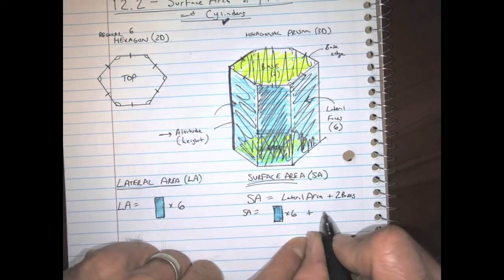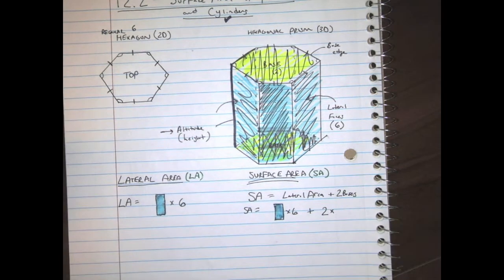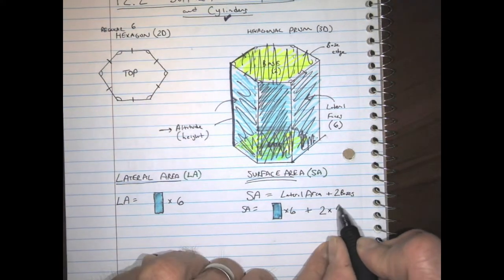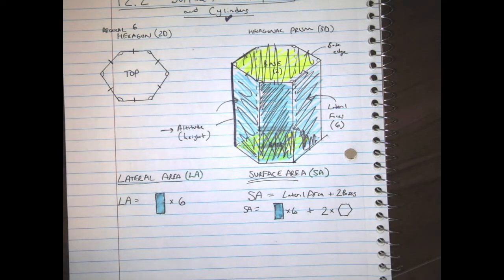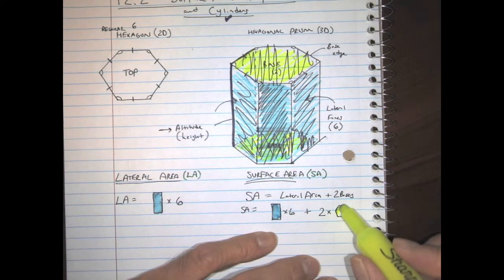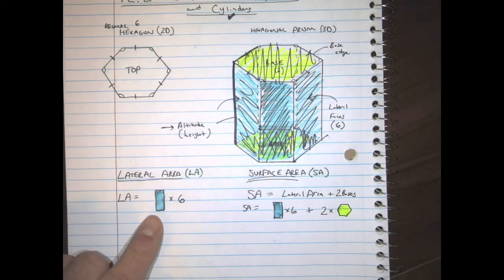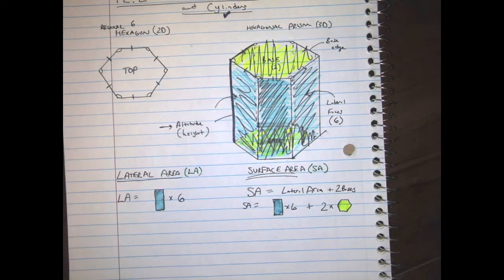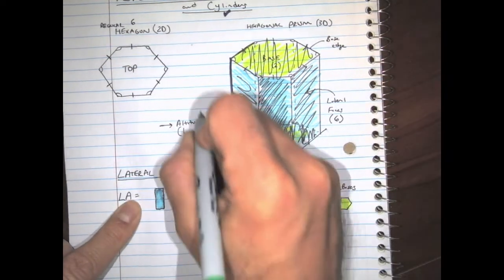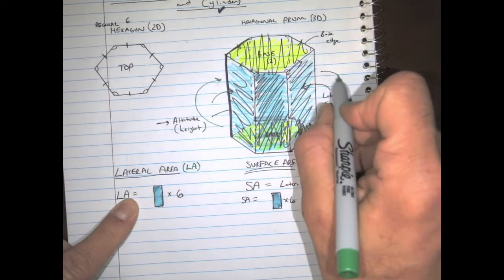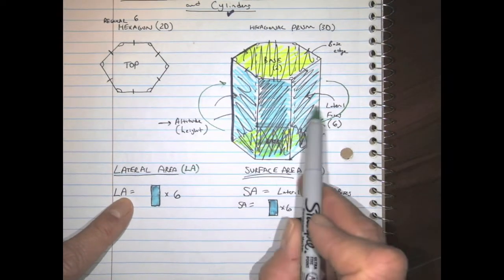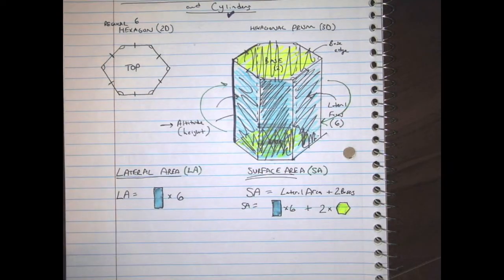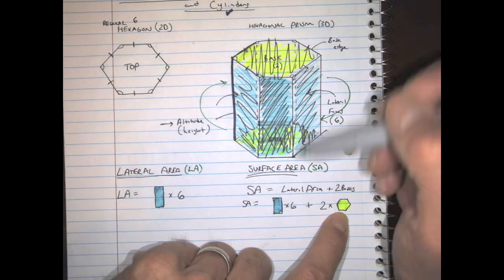So you need to add the 2 bases. So 2 times, I'm going to draw a little hexagon, and I'm going to make it yellow. That is surface area, ladies and gentlemen. Lateral area is just the rectangles on the outside. I like to visualize this as lateral area is kind of going around the figure. Notice how these rectangles are kind of going around the figure, 6 of them to be specific, whereas the 2 bases are on top and bottom.